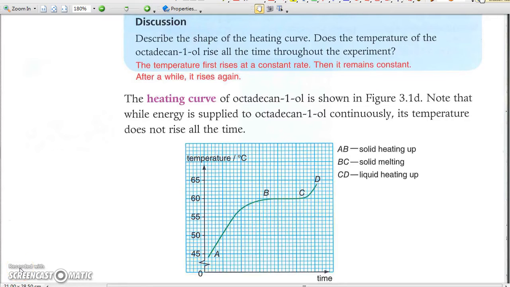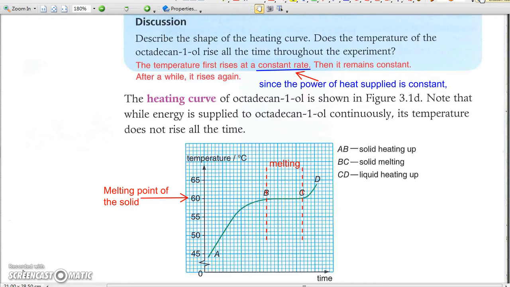The heating curve shows that the temperature remains unchanged for a period of time in which the octadecan-1-ol was melting. The temperature at that time is called melting point of the solid. The temperature rises again when all octadecan-1-ol was melted. So what if a liquid freezes to become a solid?